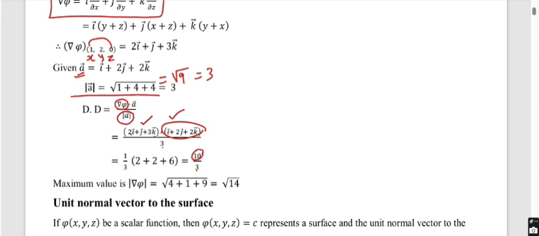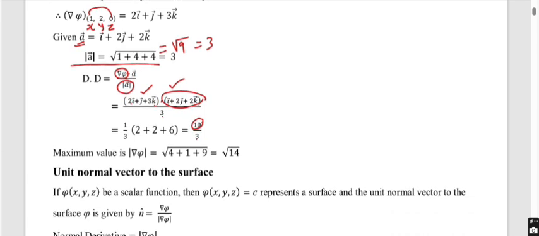From this we find the maximum value. We know that the maximum value is modulus of del phi. So modulus of del phi means here square root of 2 square plus 1 square plus 3 square, that is square root of 4 plus 1 plus 9, and we have the answer root 14. If the scalar point function phi is given and direction is also given, then we find the directional derivative and also the maximum value.